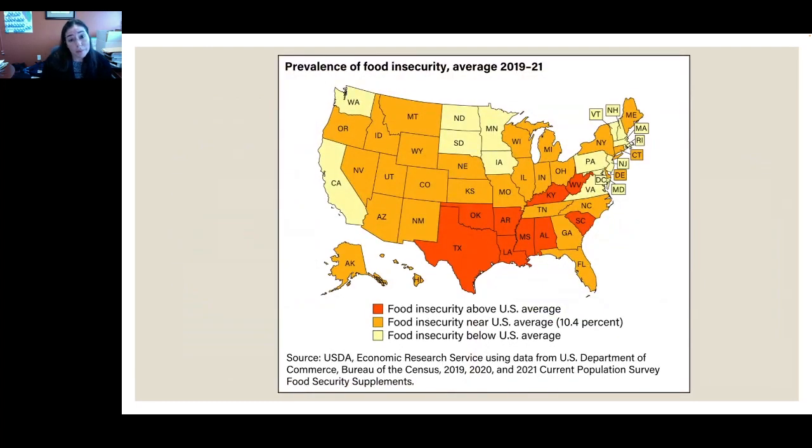This map also comes from the USDA and shows the average prevalence of food insecurity from 2019 to 2021. If you look at the red states, they have food insecurity rates above the US average. The orange states, like here in Florida, have a food insecurity rate right near the US average. And then the yellow states have food insecurity rates below the US average.